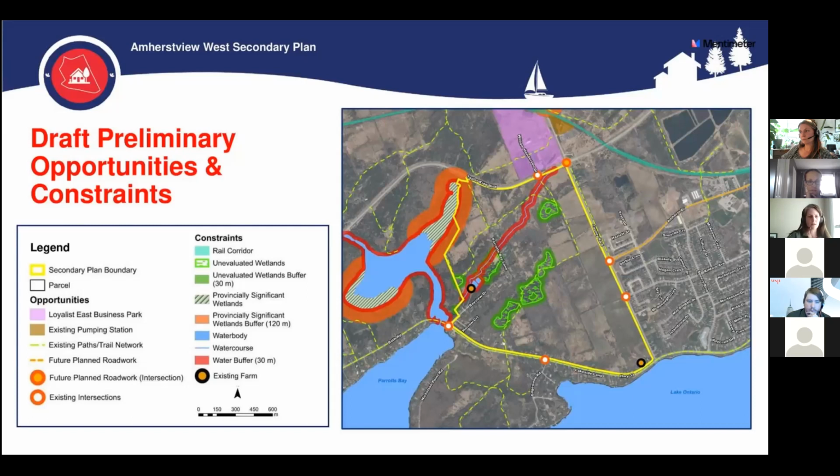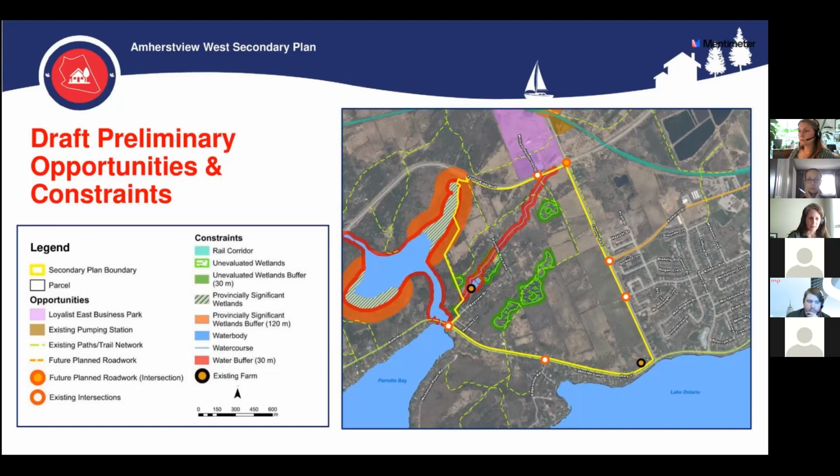So some of the features that we've illustrated here, I'll just speak to them and reference the color coding because I appreciate the legend might not be completely legible. Some of the opportunities include the Loyalist East Business Park that's under development. That's just a little bit outside of the study area, but adjacent to it to the north in that purple area there, where proposed uses in the future include light industrial and some commercial uses within that business park. We've identified as opportunities some of the existing paths and trails within the area.